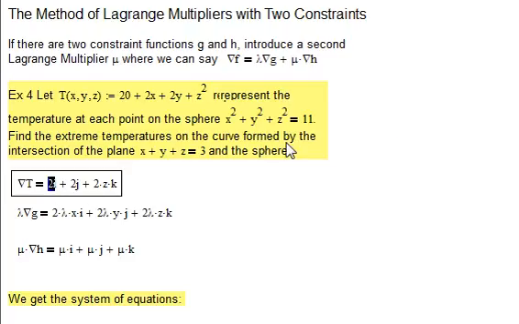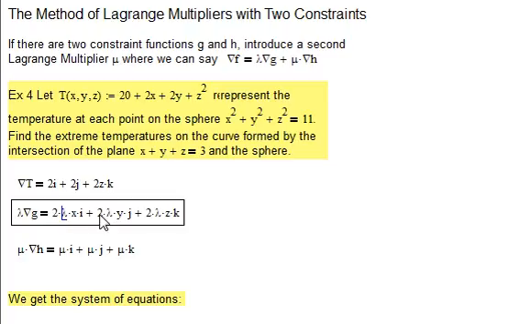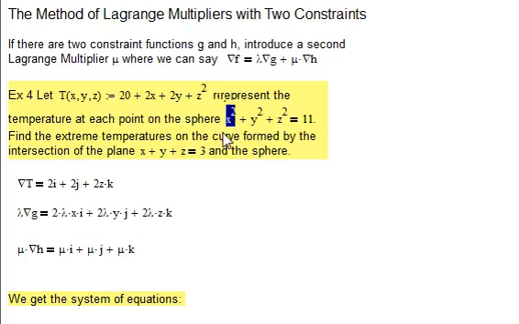Del T, well, partial with respect to x is just 2, so 2i. Partial with respect to y is 2, so plus 2j. Partial with respect to z is 2zk. And if we make g of x, y, z equal to x squared plus y squared plus z squared minus 11, we can say lambda del g is lambda times 2x i plus lambda times 2y j plus lambda times 2z k.